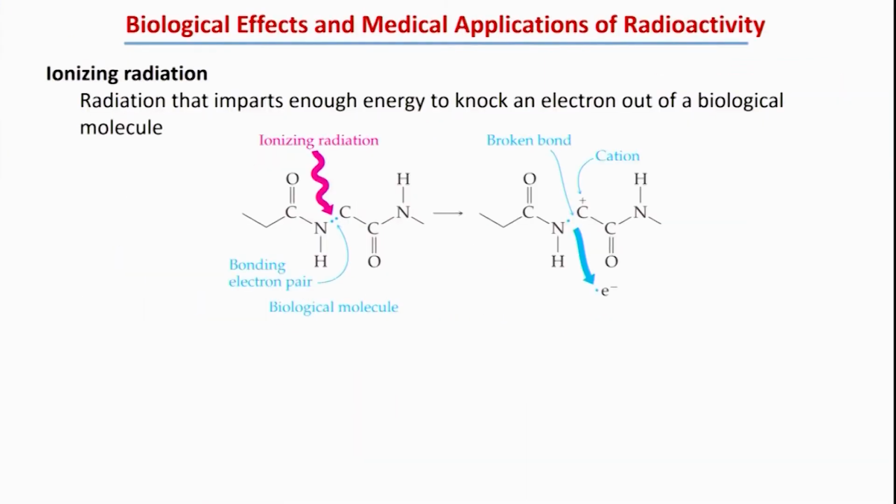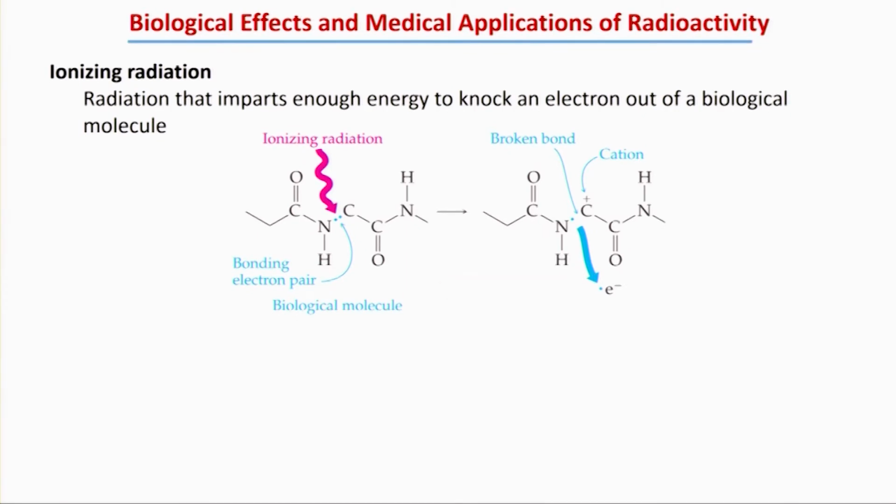All right, let's look a little bit more now at some of the biological effects. So we've looked at fusion and fission and how to use those. Let's just look at some of the biological effects. The thing you want to be worried about when you think about radiation is ionizing radiation. This is where you have enough energy to break bonds. Okay, so here's ionizing radiation.